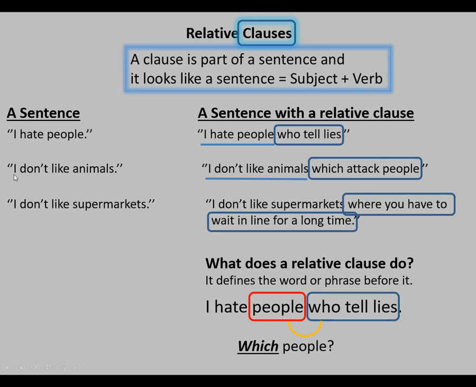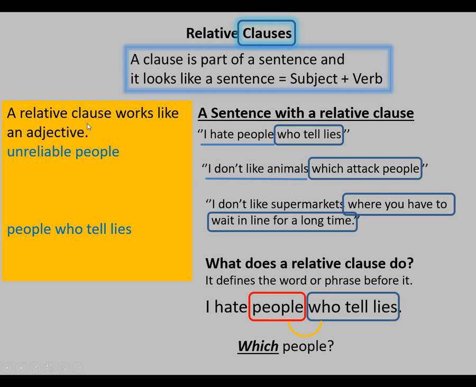Similarly, I don't like animals. If I say I don't like animals, it means all animals. But if I say I don't like animals which attack people, now you understand which animals. I don't like supermarkets. Which supermarkets? All of them? No, I don't like supermarkets where you have to wait in line for a long time. So, relative clauses define a word or phrase before it.